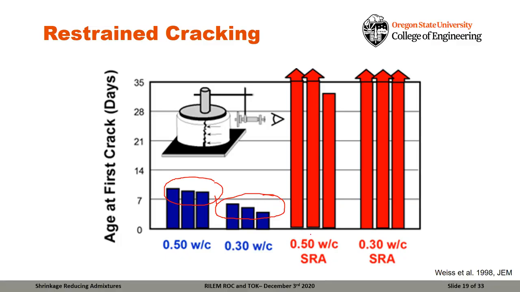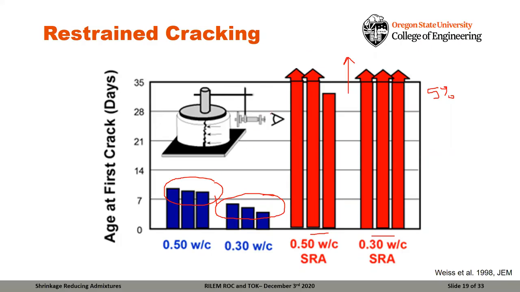But when we add shrinkage reducing admixtures, and this is about 5% by weight of water, what we notice is we can get these to a point where they don't crack. And after a certain point, they just will never crack because the stresses aren't rising. So one out of the six rings cracked when we were using shrinkage reducing admixture, whereas all six cracked at a very early age in the plain system. This clearly starts to show the benefit of the shrinkage reducing admixture.